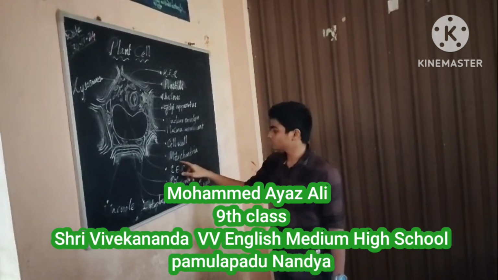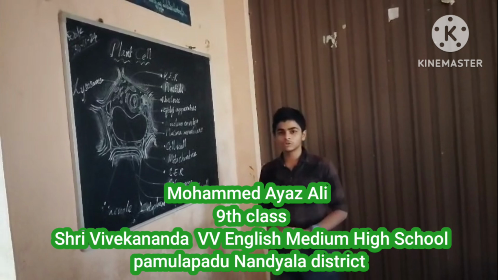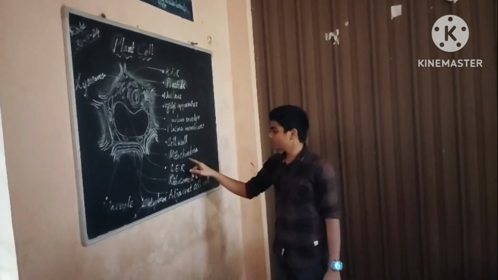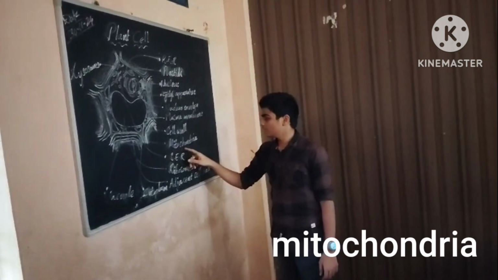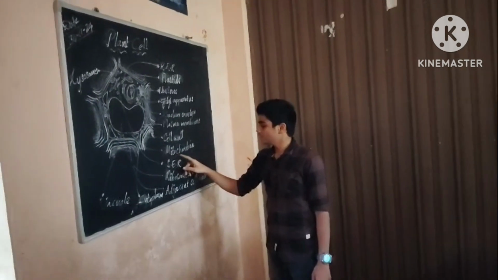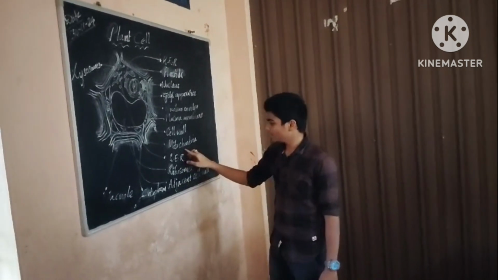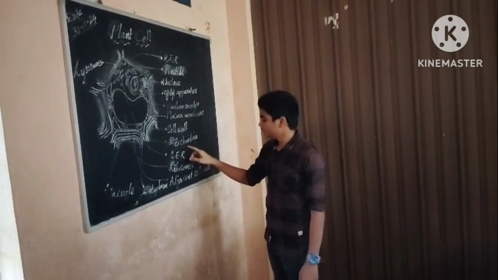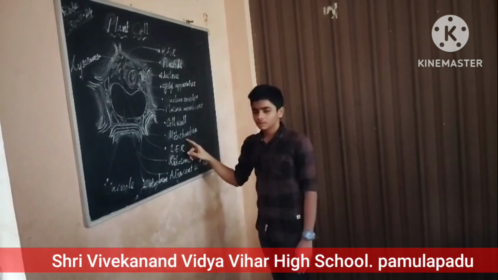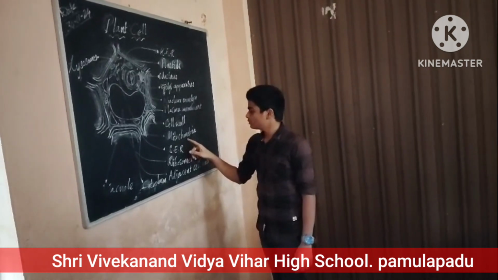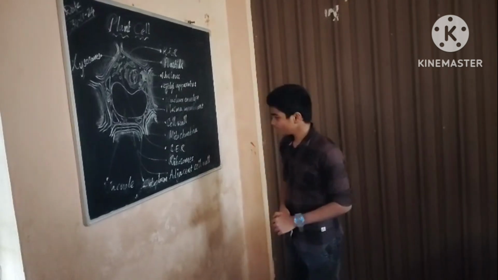Mitochondria is also known as the powerhouse of the cell or energy currency. Its main function is the storage of energy in the form of ATP. ATP full form is adenosine triphosphate. The mitochondria's other main function is cellular respiration. The mitochondria have their own DNA and ribosomes. Mitochondria have two membranes: an inner membrane and an outer membrane. The inner membrane looks rough and is composed of cristae.